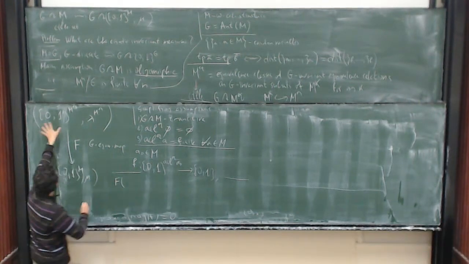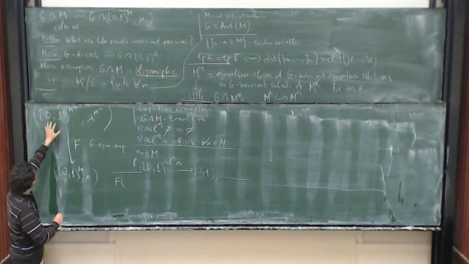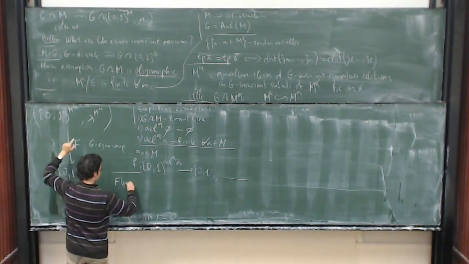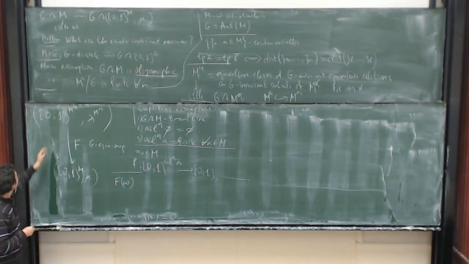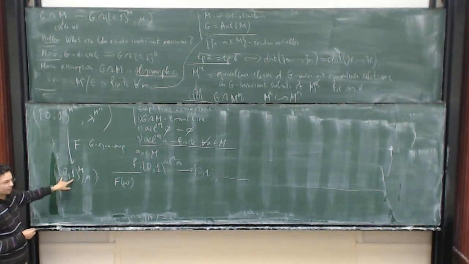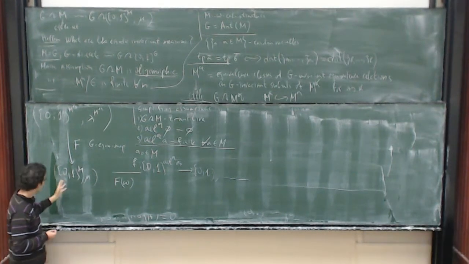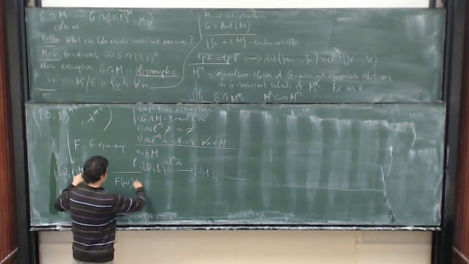So F is defined on this big space. I give myself an element omega, which is here. I want to define what f of omega is. f of omega is supposed to be an element here, and an element here is a function from m to {0, 1}. So I want to say what is f of omega evaluated at a point A.